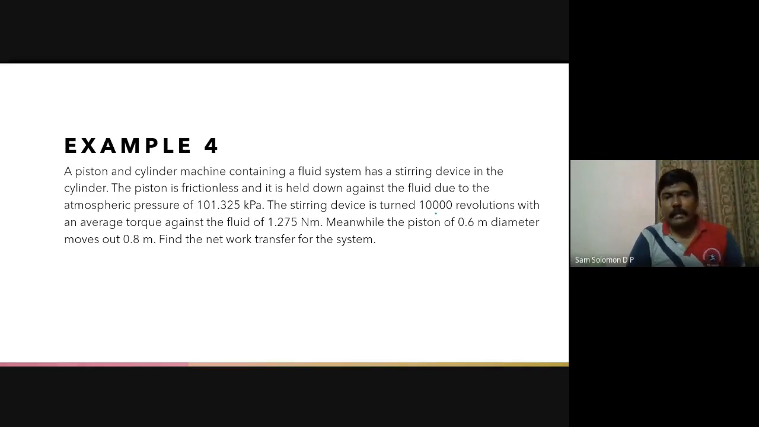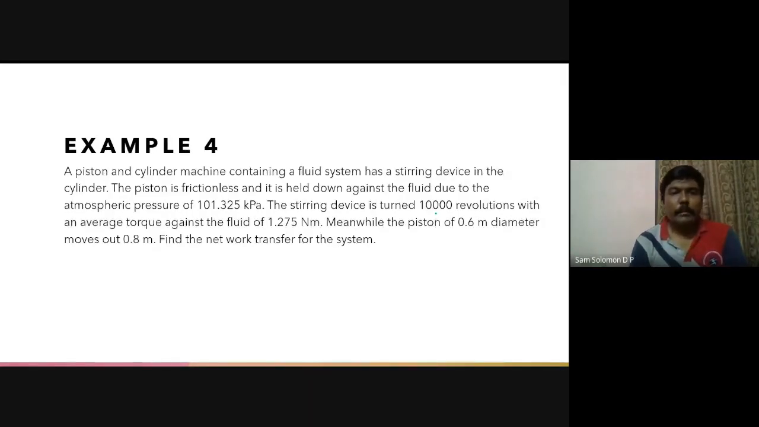This is another example, a slightly different example. I took this example so that you can have an understanding that the work transfer happens in almost any kind of system. It is not just restricted to the cylinder piston movement alone. We will solve a number of problems in the first law of thermodynamics, and for different processes I'll show you how it is being done. But here we will have a different arrangement.